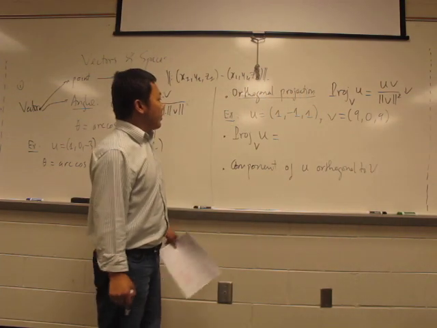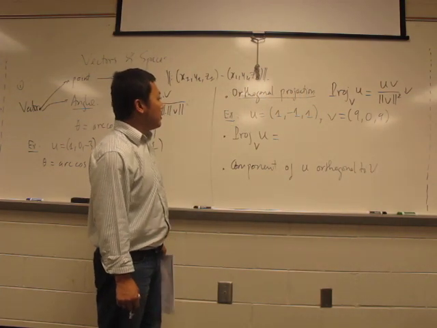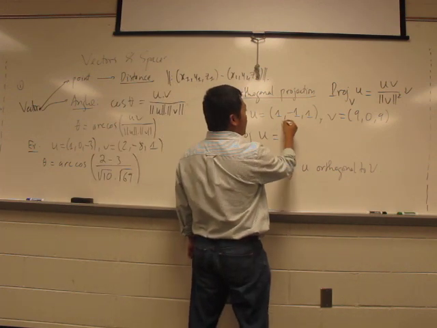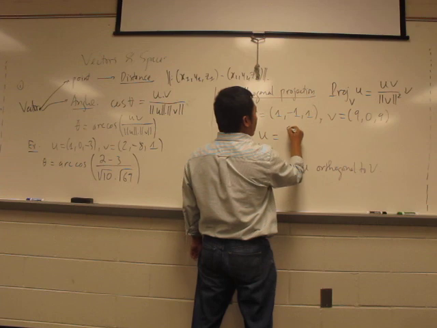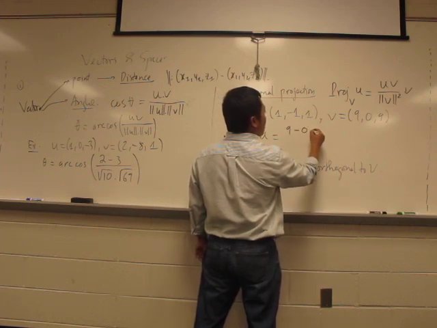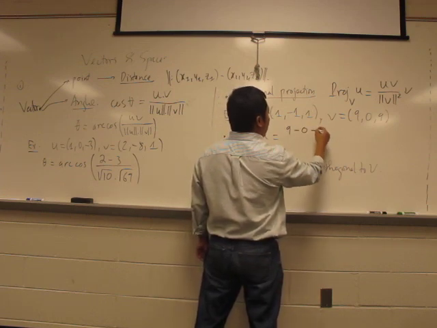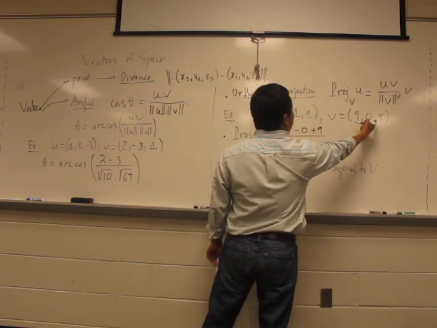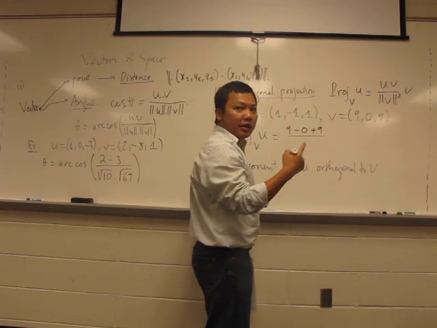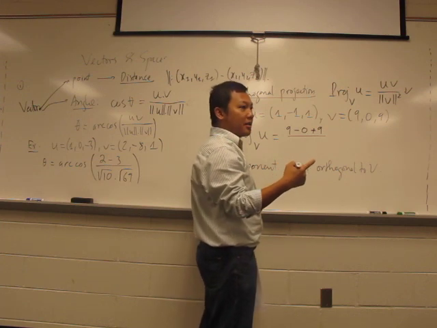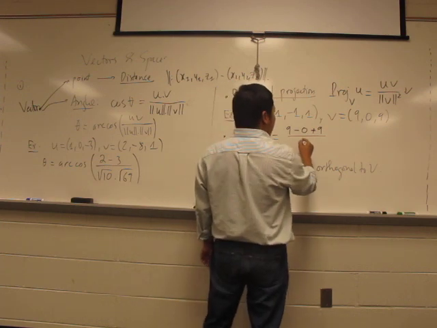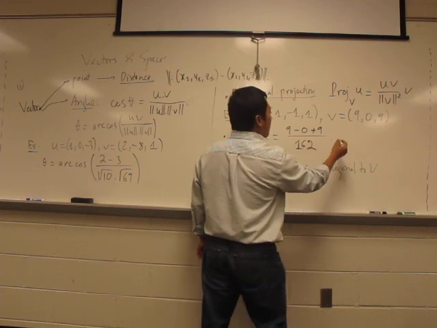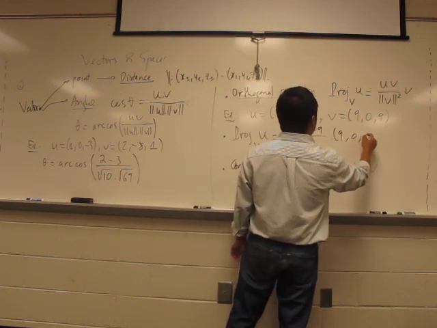Okay, so let's find the projection of u onto v. Applying that formula, the dot product between these two vectors is 9 minus 0 plus 9, over the norm of v squared, which is 9 squared, 81, plus 81, that is 162. And then multiply by (9, 0, 9).